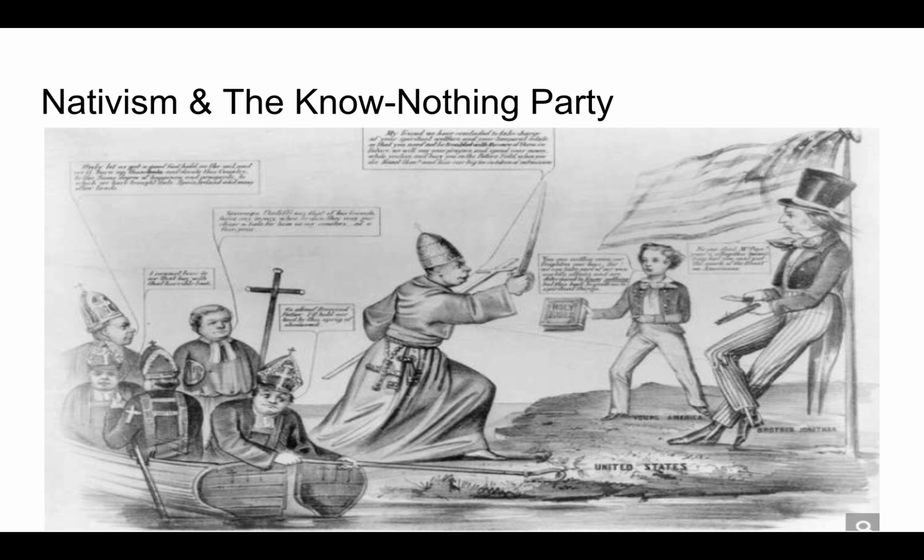You can't really make out the writing, but you can see the man landing from the boat, carrying a sword. He's got a cross on him. He's got a crown. This guy is supposed to represent the Pope, the Catholic Pope. And then you have some bishops and priests in the boat as well. And it looks like they're storming the United States.